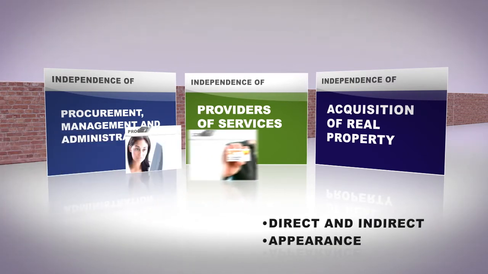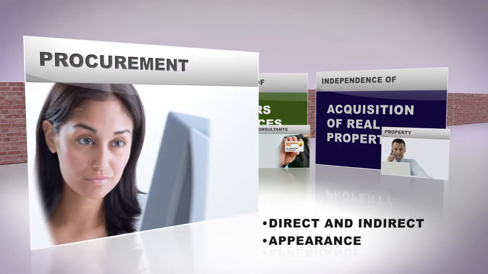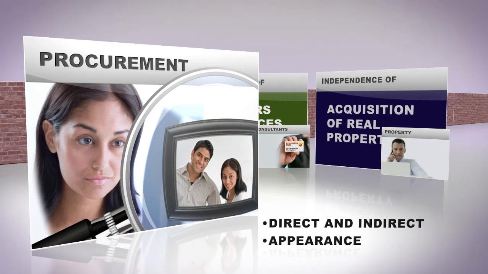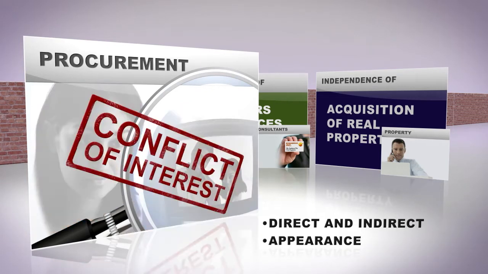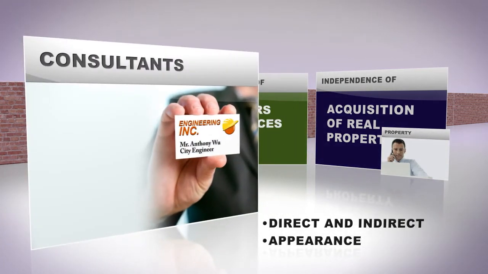To illustrate, let's look at a few examples. In the first example, an agency employee asks to be involved in a decision related to the hiring of a family member as an environmental consultant. If she participates in the decision, a potential conflict of interest would arise because of her personal interest in the procurement.